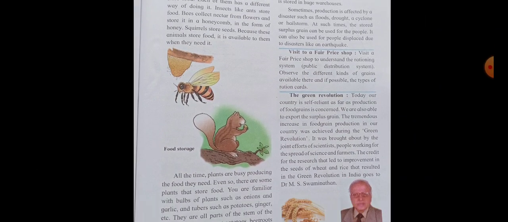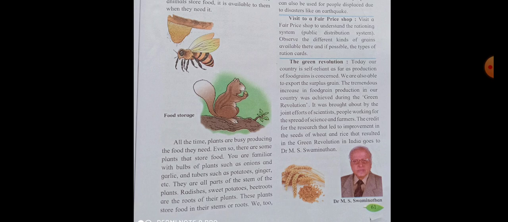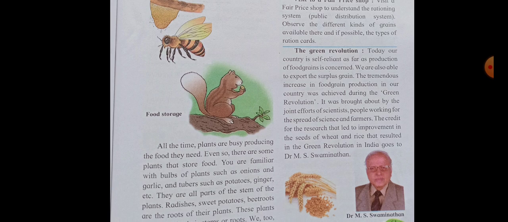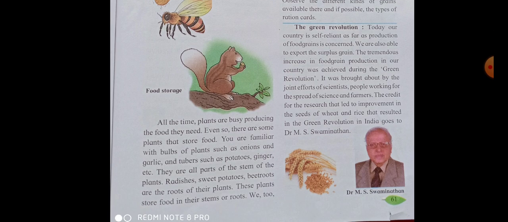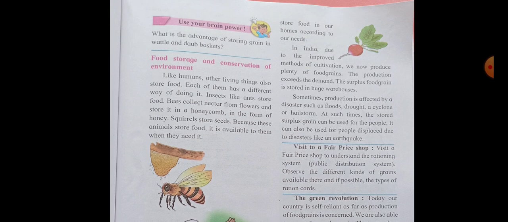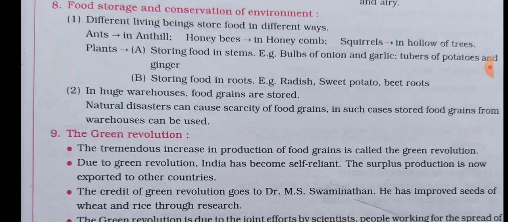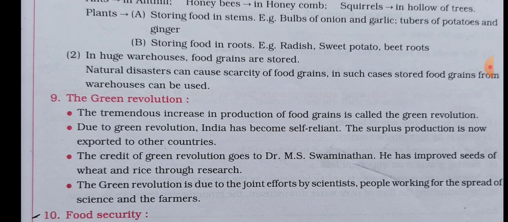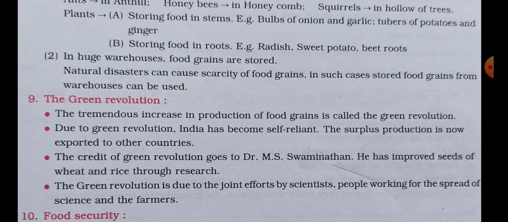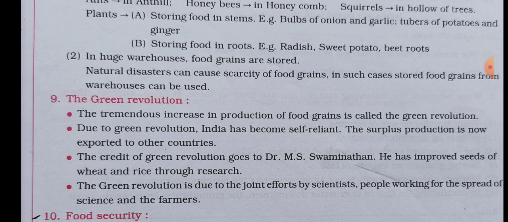See the different animals, how they are. That is a honeycomb, you see how the honeybee is there, and this squirrel, a small animal, also stores food. Now the second point is the visit to a fair shop. Before that we will complete this. Natural disaster can cause scarcity of food, as I just explained, and in these cases the food grains stored in the huge warehouses are used.